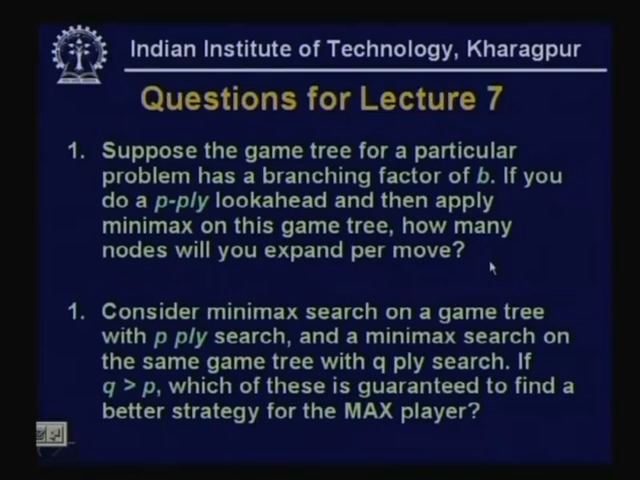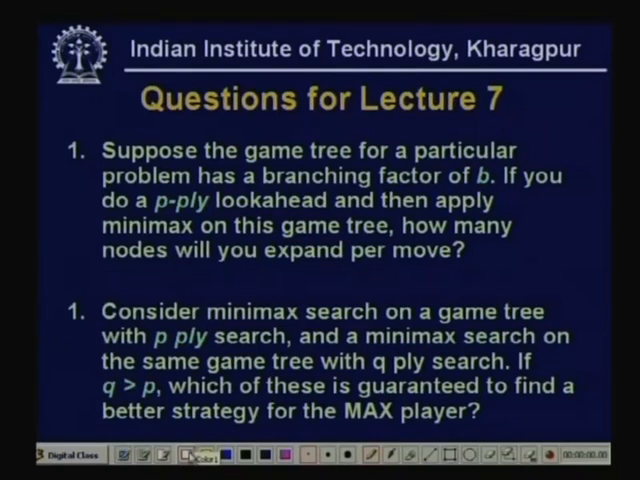Now, if we have time, we will discuss briefly the 2 questions that we had on lecture 7. Question number 1 for lecture 7 was, suppose the game tree for a particular problem has a branching factor of b. If you do a p-ply look ahead and then apply minimax on this game tree, how many nodes will you expand per move?